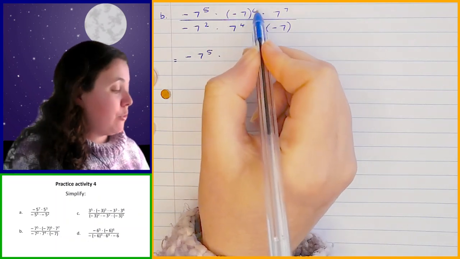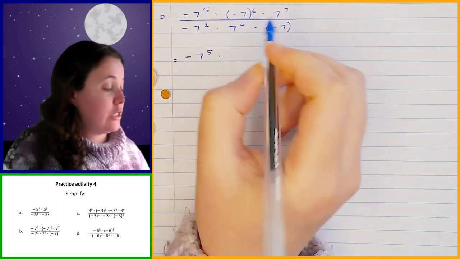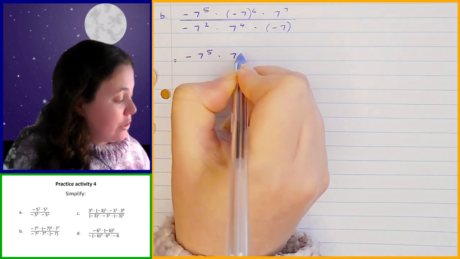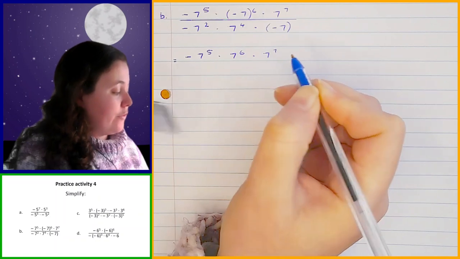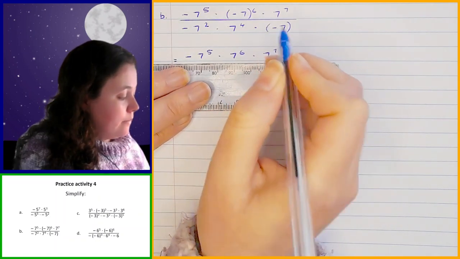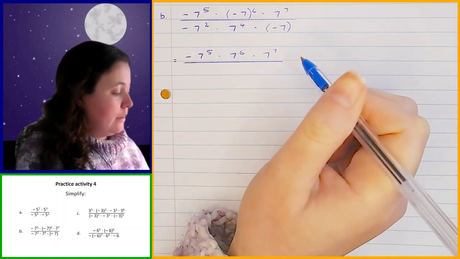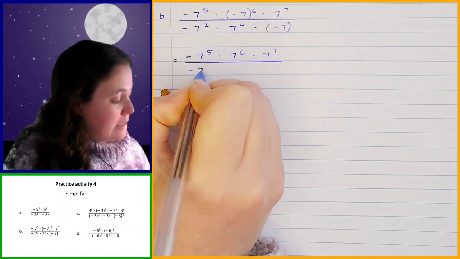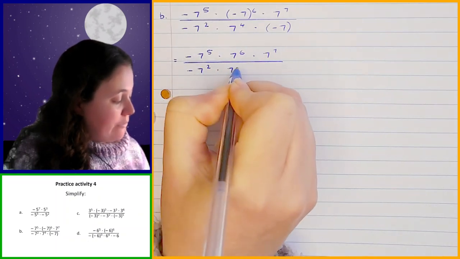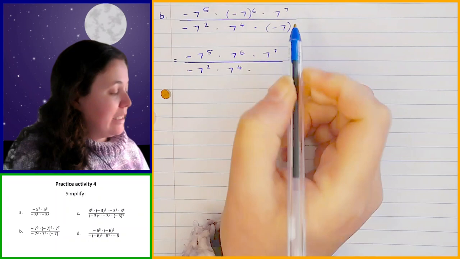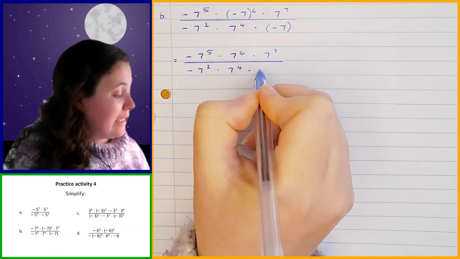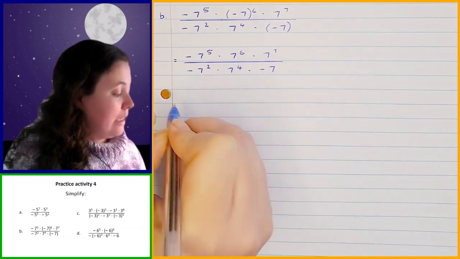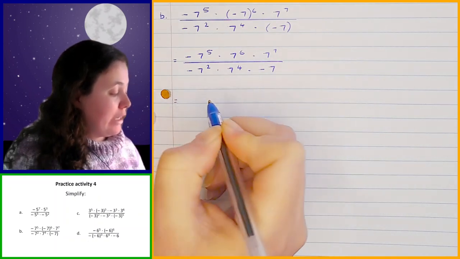The even exponent means that that is going to change to positive, so it's going to be 7 to the power of 6, times 7 to the power of 7 over. At the bottom I've got negative 7 squared times 7 to the power of 4 times, and then this negative 7, there isn't even an exponent, so it's not going to change at all. It's just going to stay exactly as it is. I can just drop the brackets. And now I can simplify my numerator and my denominator.